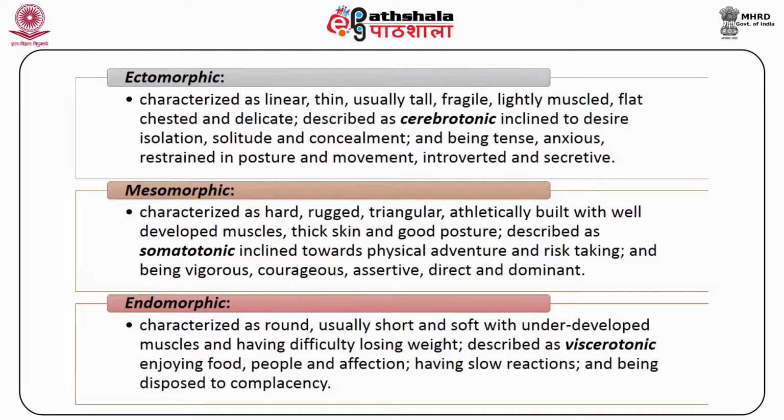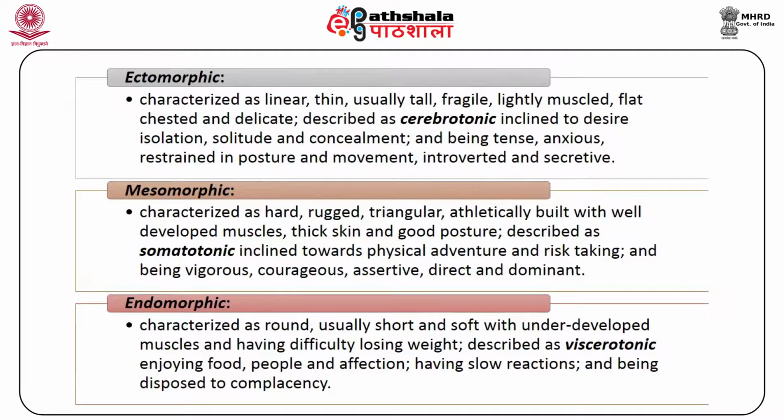Ectomorphic, characterized as linear, thin, usually tall, fragile, lightly muscled, flat-chested and delicate. Described as cerebrotonic, inclined to desire isolation, solitude and concealment, and being tense, anxious, restrained in posture and movement, introverted and secretive.